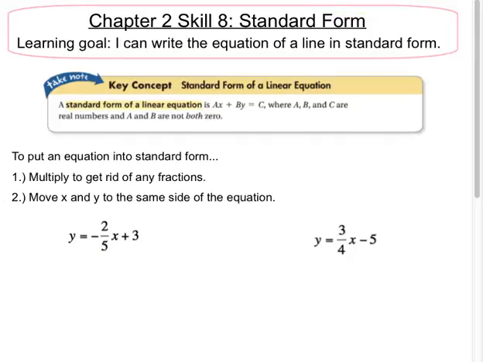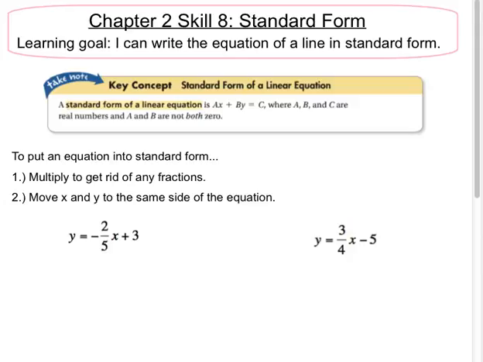So far we've talked about two forms of lines. We've talked about slope-intercept form and point-slope form. Today we dive into the final form, standard form, okay? And for standard form, there's two things that need to be true.